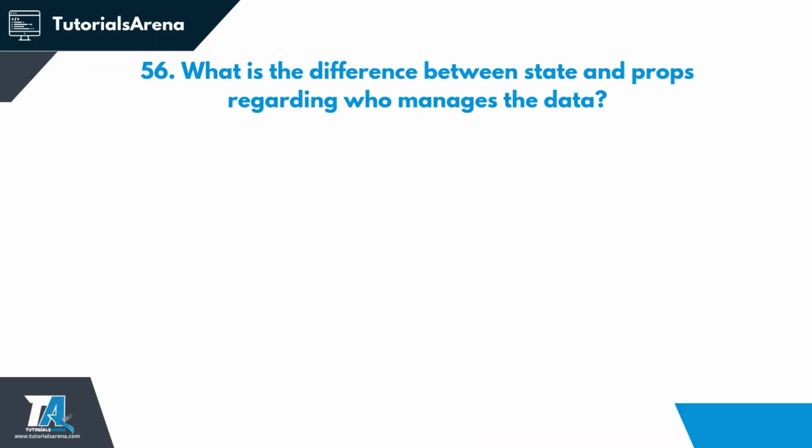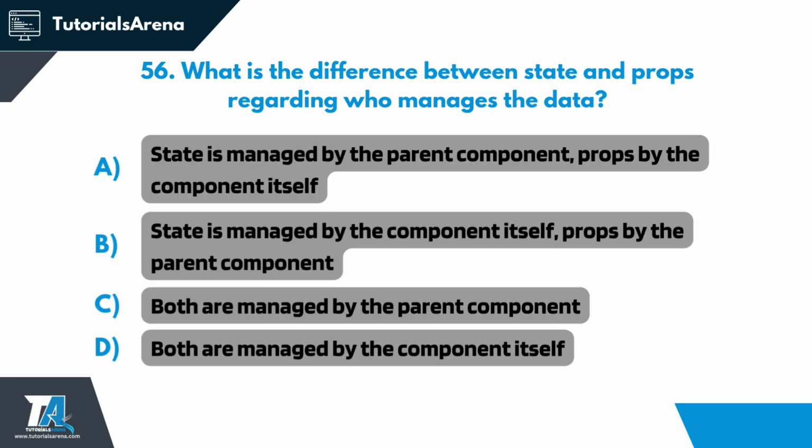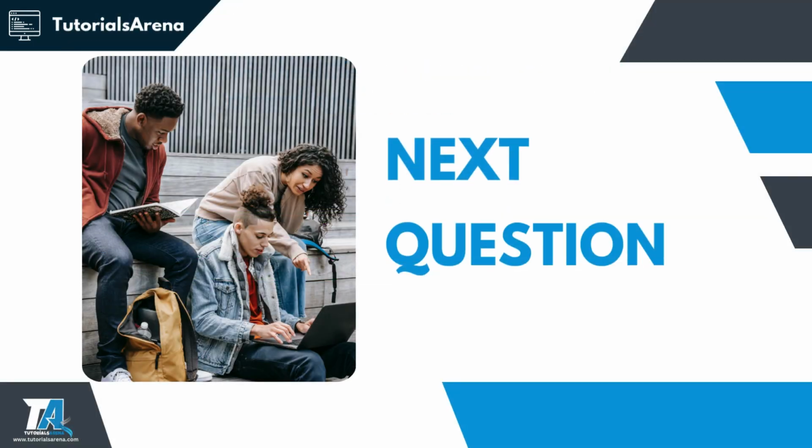Question 56. What is the difference between state and props regarding who manages the data? The options are: Option A, state is managed by the parent component, props by the component itself. Option B, state is managed by the component itself, props by the parent component. Option C, both are managed by the parent component. Option D, both are managed by the component itself. The correct answer is Option B, state is managed by the component itself, props by the parent component. Moving on to the next question.